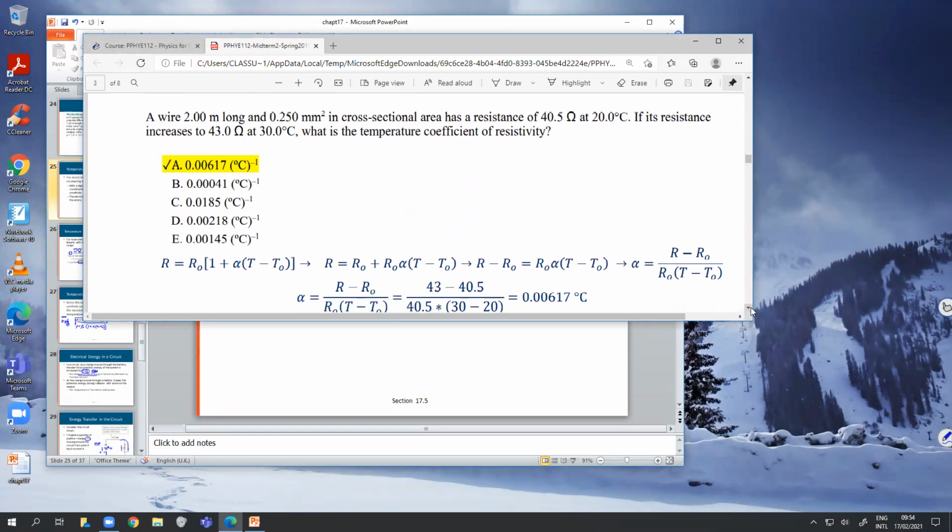Question 8. A wire 2 meters long and 0.25 millimeters squared in cross-sectional area has a resistance of 40.5 ohms at 20 degrees Celsius. If its resistance increases to 43.0 ohms at 30 degrees Celsius, what is the temperature coefficient of resistivity?